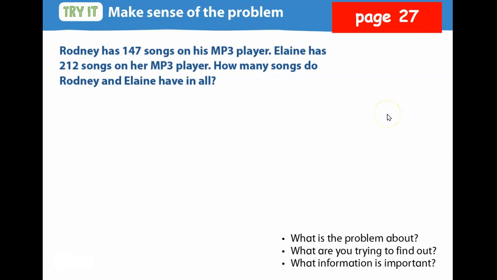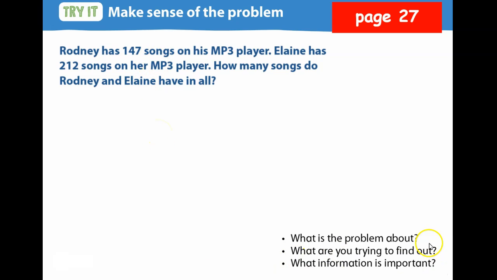Now go to page 27. Okay, let's look at this problem. It says Ronnie has 147 songs in his MP3 player. Elaine has 212 songs in her MP3 player. How many songs do Ronnie and Elaine have in all? Okay, so what's the problem about? It's about 147 plus 212. Okay. So they each have songs on their MP3 players, right?